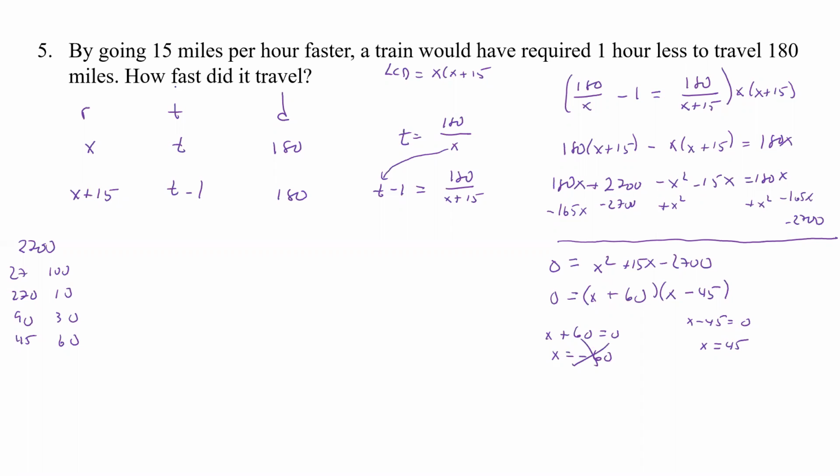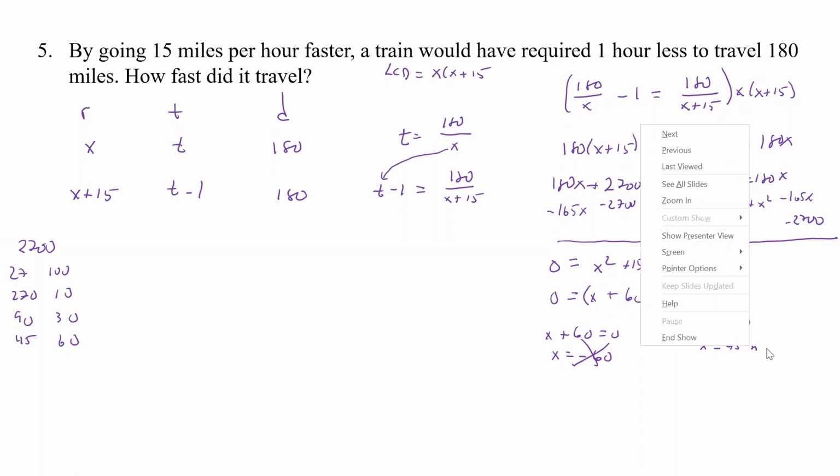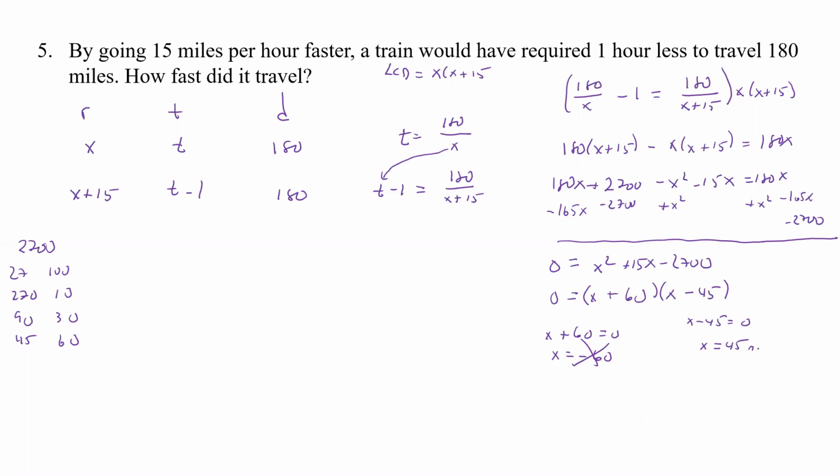That doesn't work for how fast it goes. So the train went 45 miles, it's miles per hour here, so miles per hour. And that was the speed here. Now, if we wanted to know this one, that's going to be 45 plus 15, which is equal to 60 miles per hour. But it only asks for the original speed, which is the 45 miles per hour.